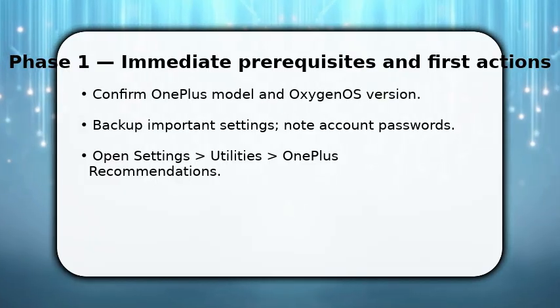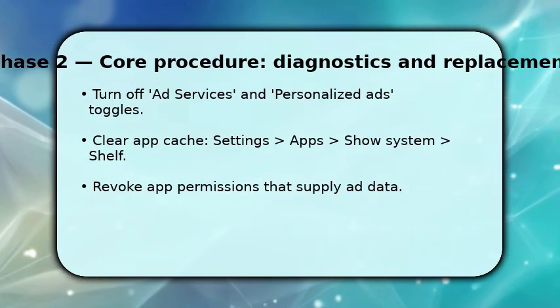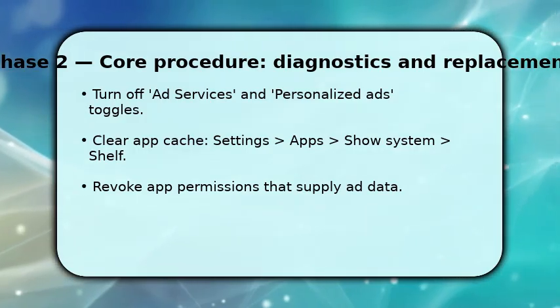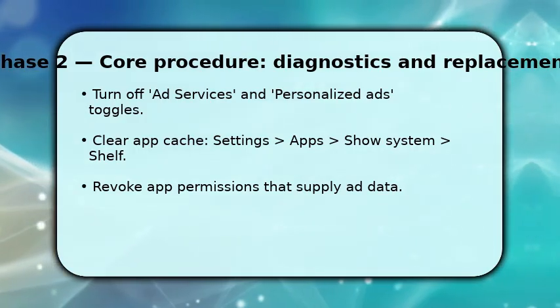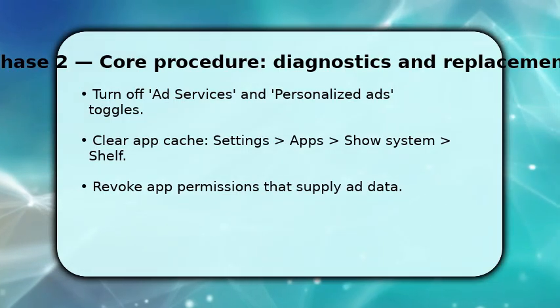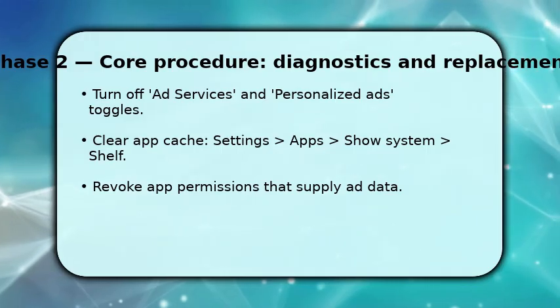First, in Utilities or Privacy, locate ad services or personalized ads and switch them off. This stops targeted content. Then clear caches for Shelf, browser, and system apps. Go to Settings, Apps, Show System Apps, pick each, and clear cache. This removes locally stored ad data.